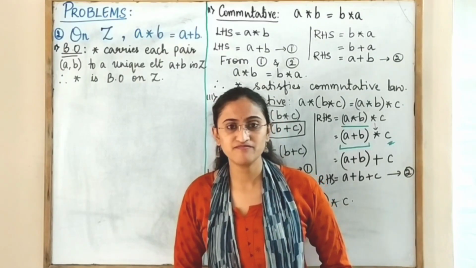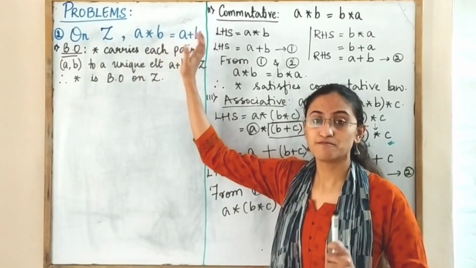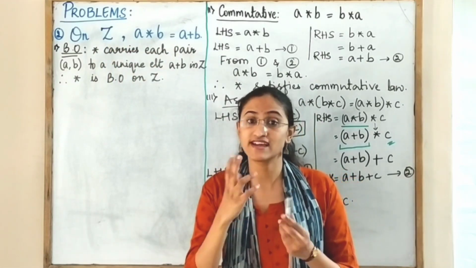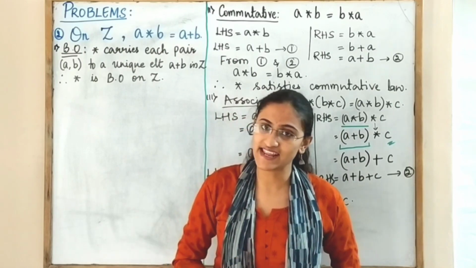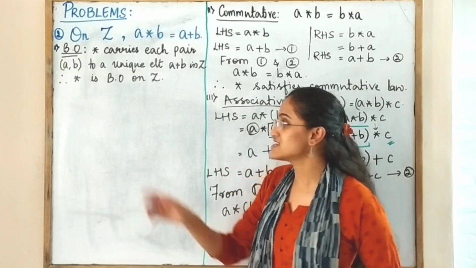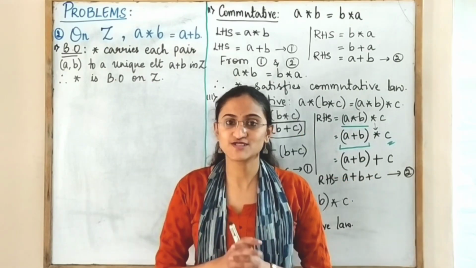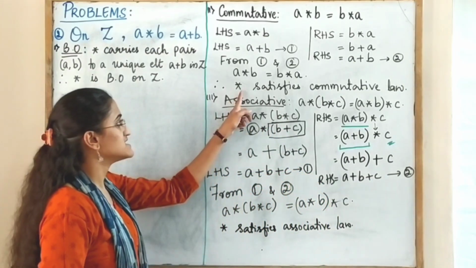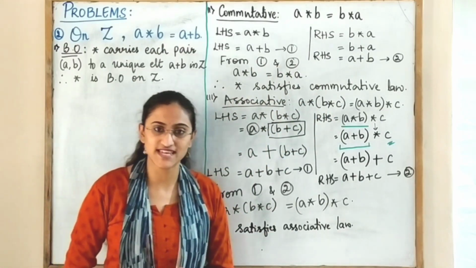Check the second problem. The same operation A star B is equal to A plus B, but on the set Z. You may also conclude that if you are taking any two integers and adding those two integers, you get back an integer again. This is the pre-known result, and hence we can conclude that star is a binary operation on the set Z. And also, as we had done in the previous problem, we can verify that star satisfies the commutative law and also satisfies the associative law.